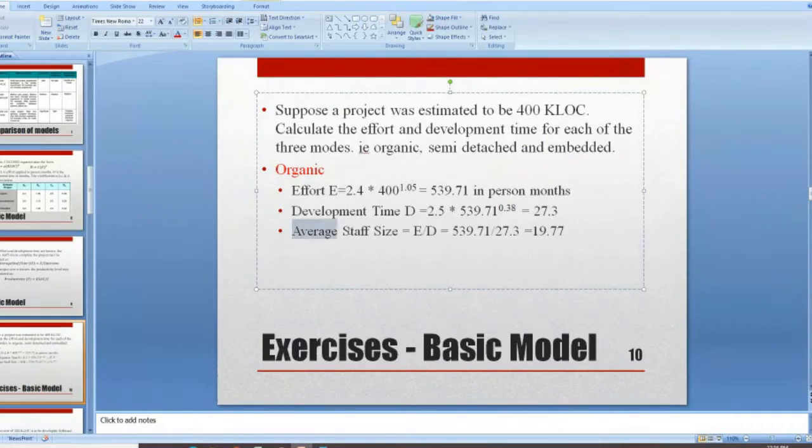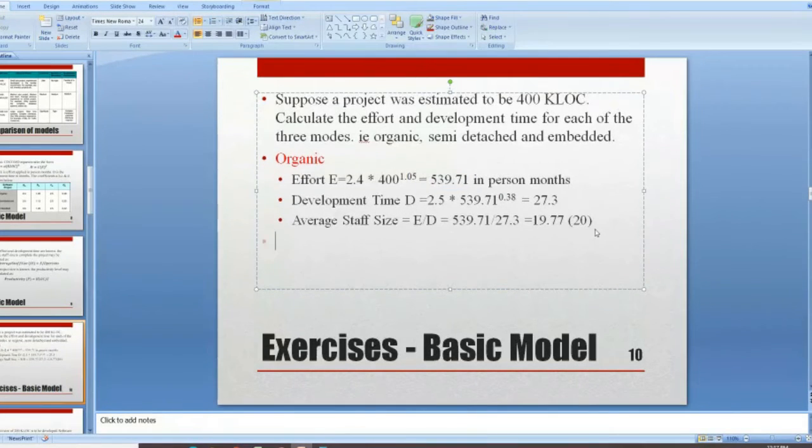So how many is the average staff size? Say 20 staff. If you have 20 staff, you will be able to complete the project in 27.3 months. So 19.77 means round it off, approximately 20, right? With the help of 20 staff, we can complete the project in 27.3 months, and the effort will be 539.71, right?